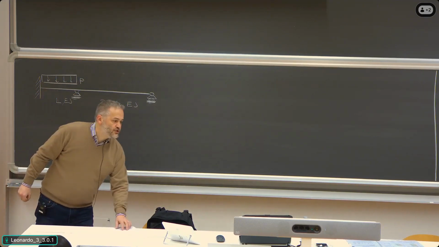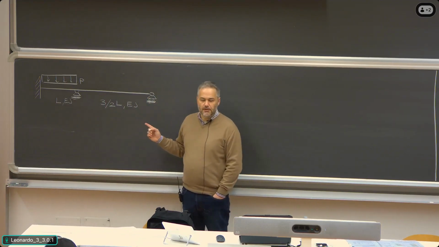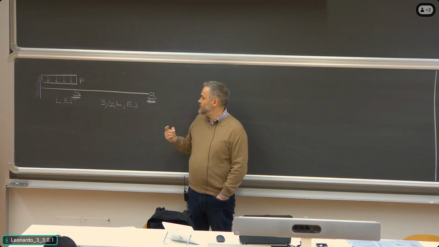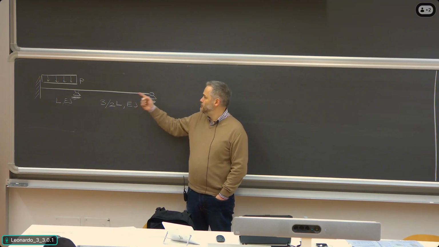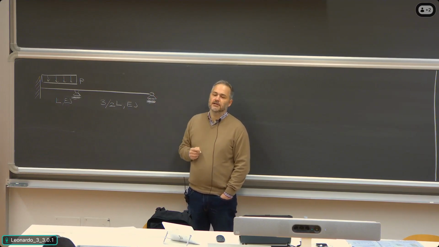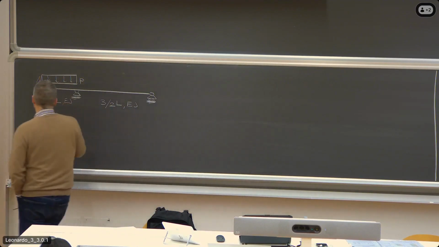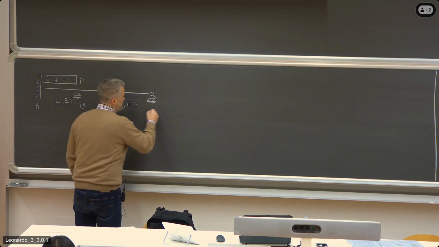So the structure consists of a continuous beam with two spans. The restraints are fixed at the left end, and two rollers. One is intermediate and the other is at the right end. Okay? The points were called clearly A, B, and C.